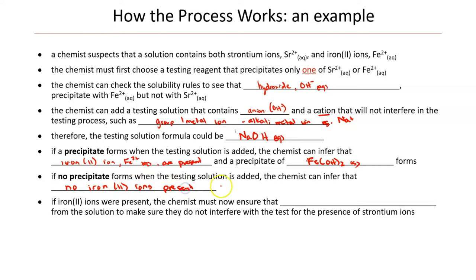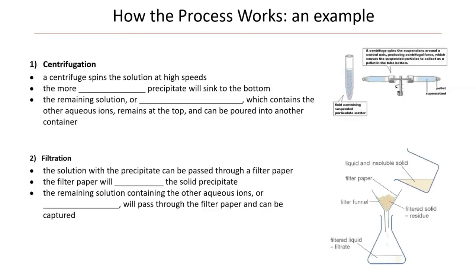To determine or show that the strontium ion is there, I would have to add a secondary testing reagent. Now, if my iron 2 ion was there, I would have to ensure that all of it was removed from solution, because I don't want any potential iron 2 ions that are present to interfere with my test for my strontium. And so what I can do to remove all the iron precipitate that might have formed, if there was any present, is remove it in one of two ways.